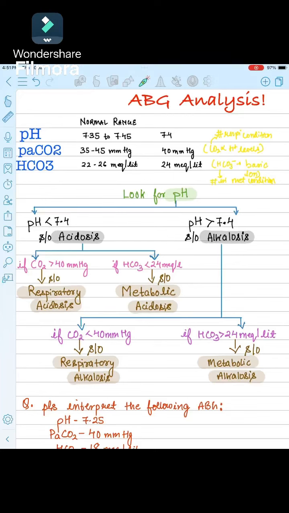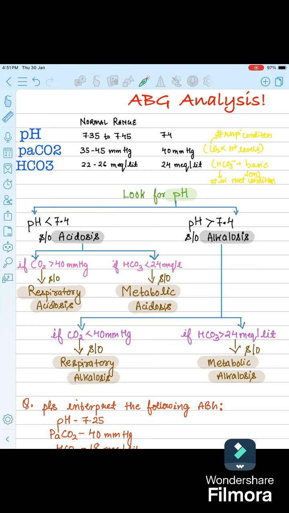Hello everyone, I'm going to show you how to solve an ABG problem without any mnemonics, that too in a very simple way. For that we have to know the normal range values of pH, CO2 and HCO3. As you can see, I have mentioned it all over here in the form of range, but for me I want to keep it simple, so I remember it as 7.4, 40 mm of Hg and 24 milliequivalents per liter.